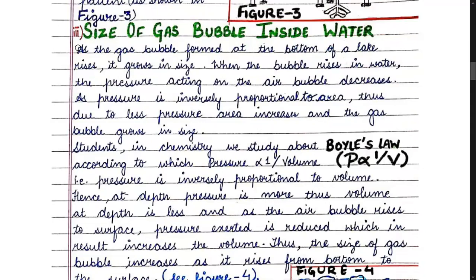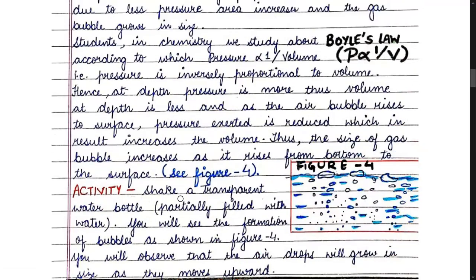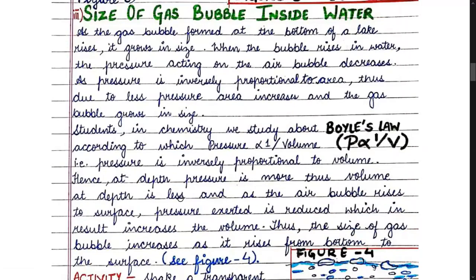Similarly, consider the size of a gas bubble inside the water. Children, when the gas bubble is formed at the bottom of the lake, it is very small in size. But as it rises, as it comes up, see in figure 4, the size of the bubble increases. Now, why so? When the bubble rises in water, the pressure acting on the air bubble decreases.